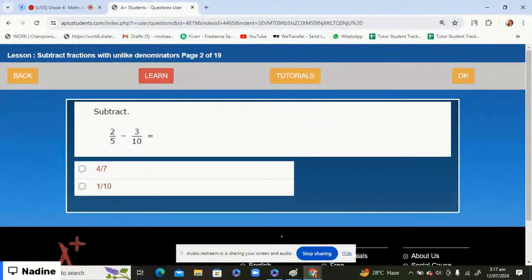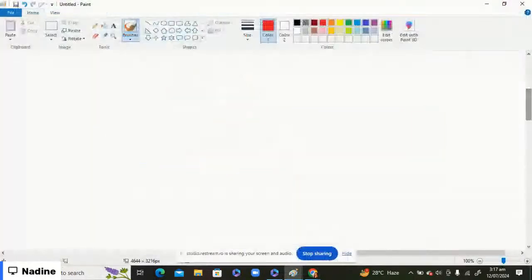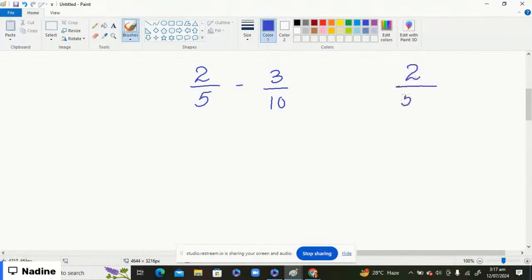Now let's solve this one. 2 by 5 minus 3 by 10. Now which one has the smaller denominator? We are going to take that term. So check it out. 2 by 5 is the first term, this is the smallest denominator, this is 5. Multiplying and dividing with which number, then you get the answer here, 10? Everyone tell me.